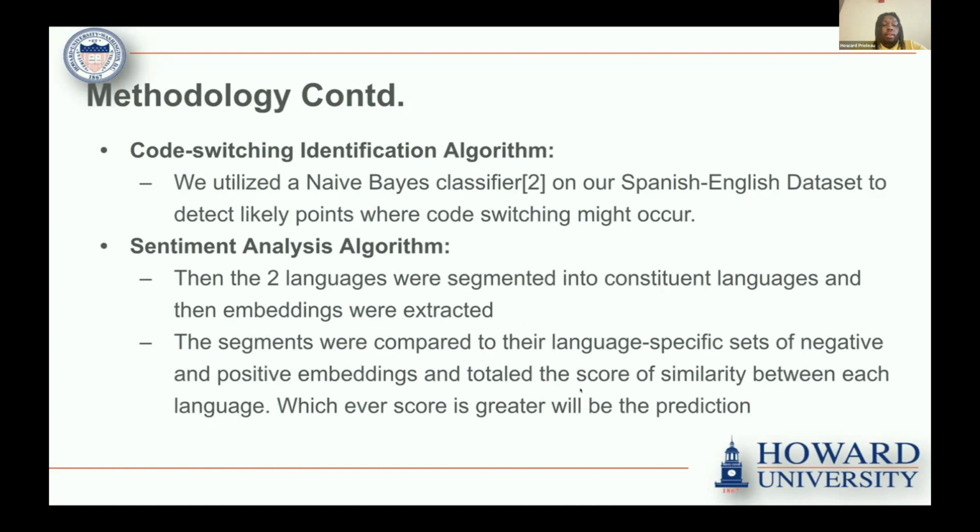Then for our sentiment analysis algorithm, the two languages were segmented into separate languages and the embeddings were extracted once they were separated. And then the segments were compared to the language-specific sets of negative and positive embeddings, and the total score of the similarity for each language was calculated. Whichever score is greater will be the prediction.